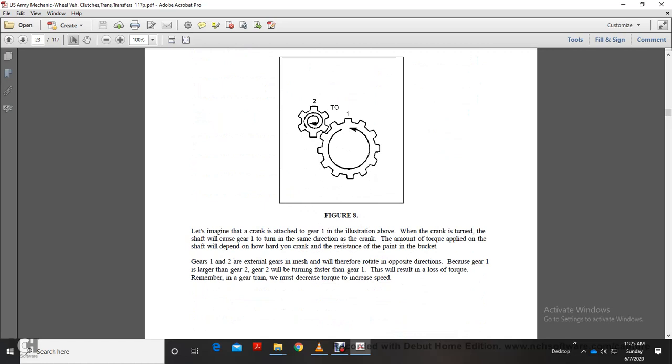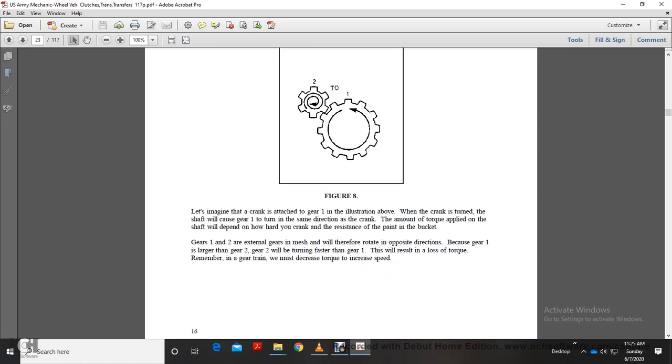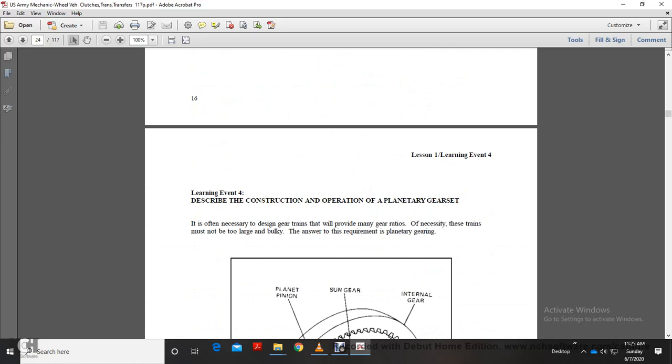Let's imagine that the crankshaft is attached for the illustration above. The crank is turned, and the shaft of the gear makes one turn in the same direction as the crank. The amount of torque applied to the shaft depends on how hard you crank against the resistance of the weight of the bucket. Gears 1 and 2 are external gears in mesh, therefore rotating in opposite directions. Because Gear 1 is larger, Gear 2 will turn faster than Gear 1. This will result in the loss of torque. Remember, the gear train will decrease torque to increase speed.